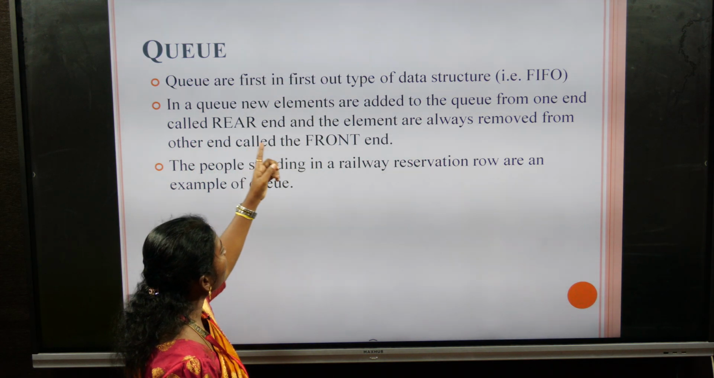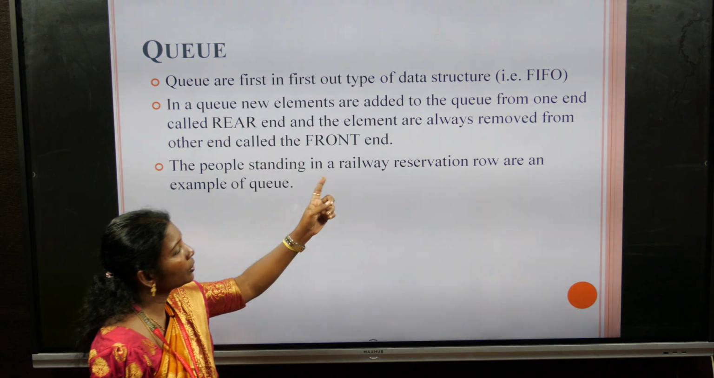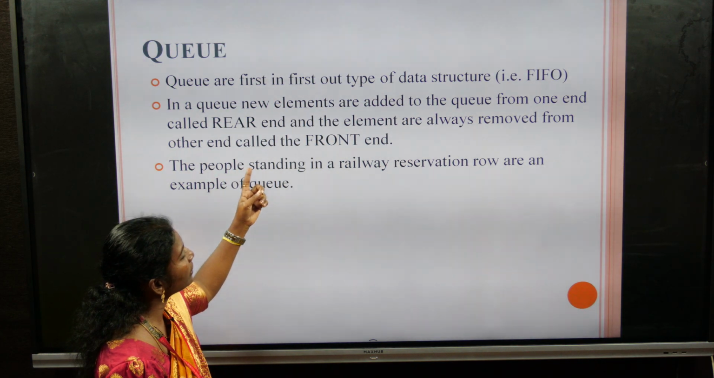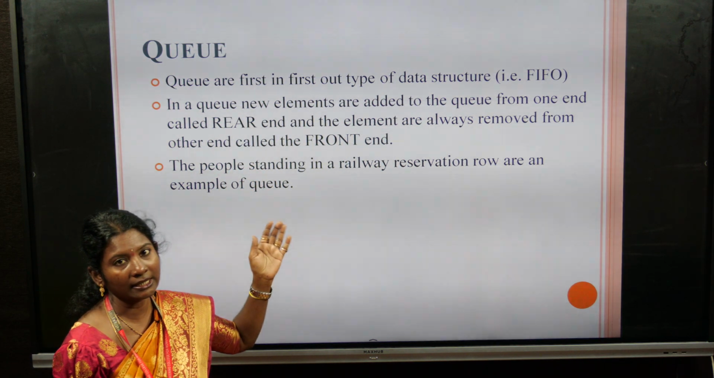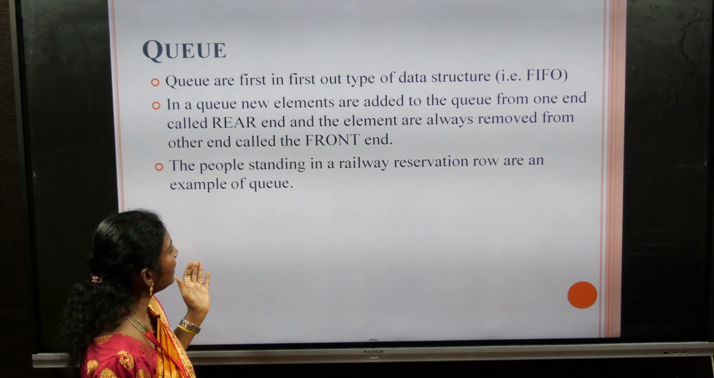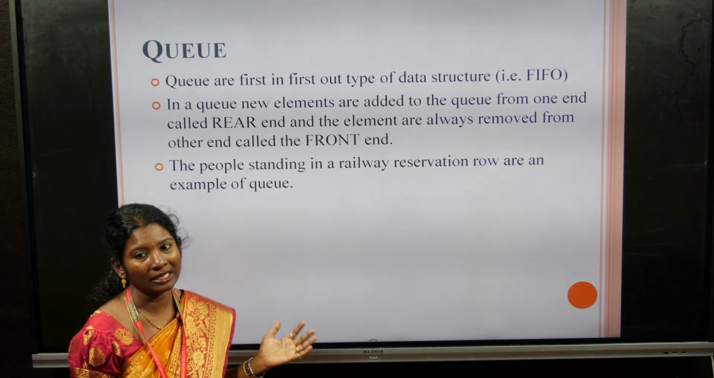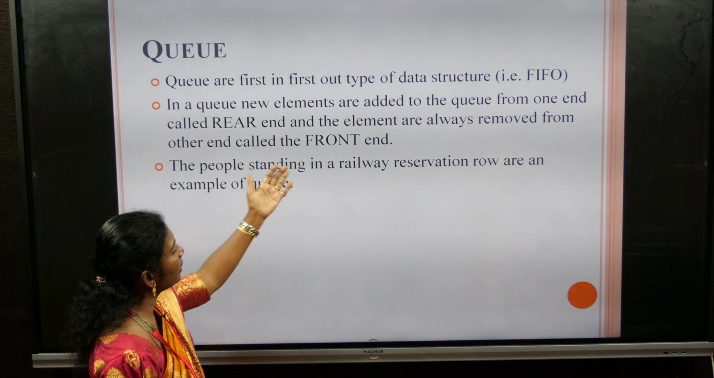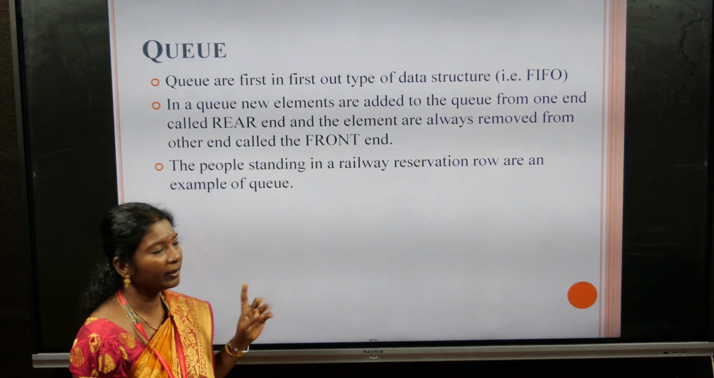In a queue, a new element is added from one end, that is called the rear end, and we always delete at another end, that is called the front end. When we insert an element, rear will be incremented by 1. When we delete an element from the queue, the front will be incremented by 1.